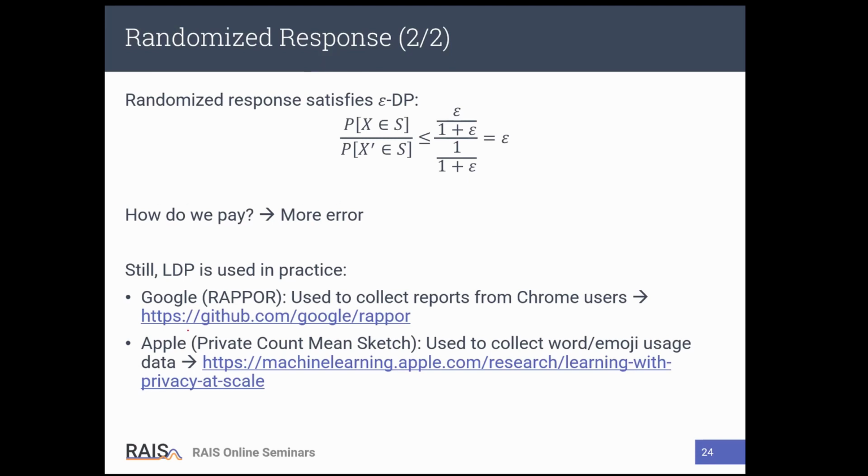And so, for example, there are these two mechanisms which are publicly available. From Google, there is this report, which is used to collect reports from Chrome users. And the source code is actually publicly available on GitHub. And then there is a mechanism from Apple that is used to collect word and emoji usage from their users, basically.